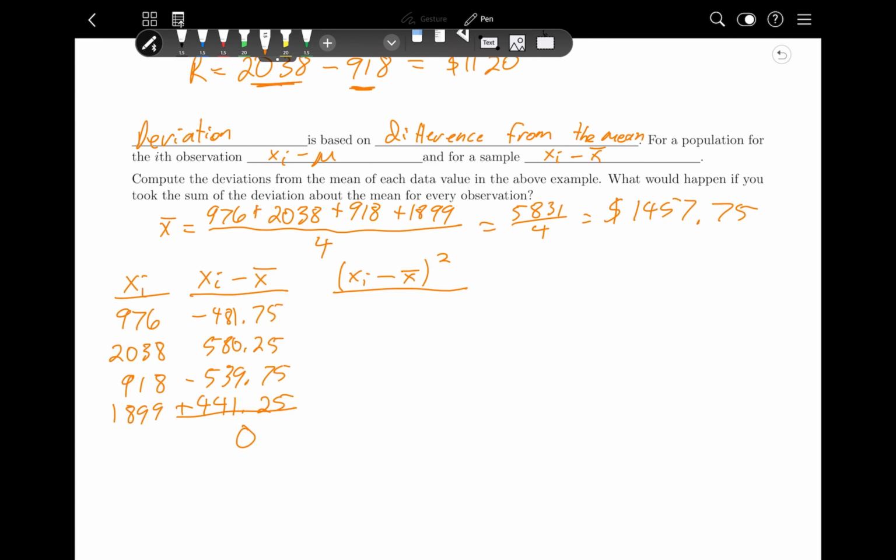Okay, so let's do that. So negative 481.75 squared is 232,083. Sorry, I wrote 82. 83.0625. 580.25 squared is 336,690.0625.